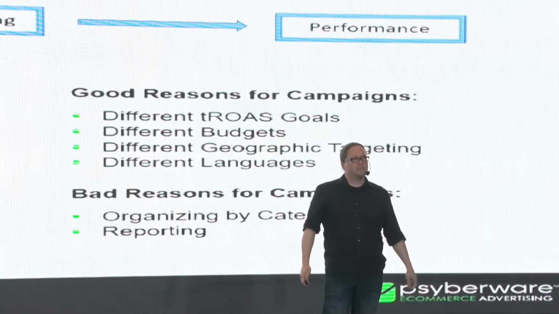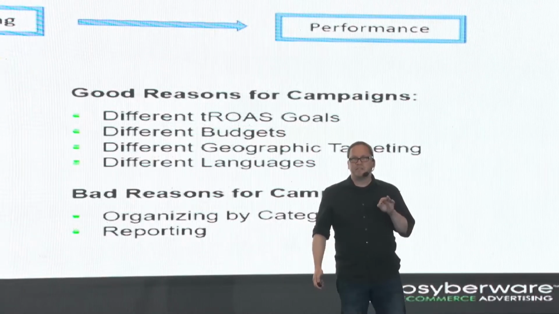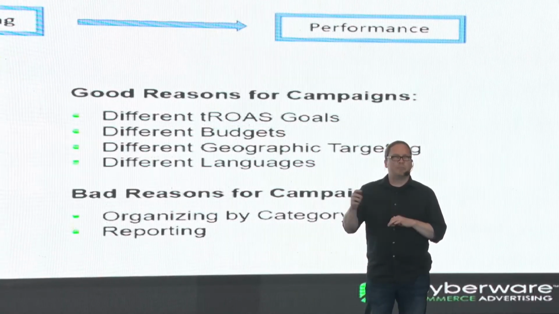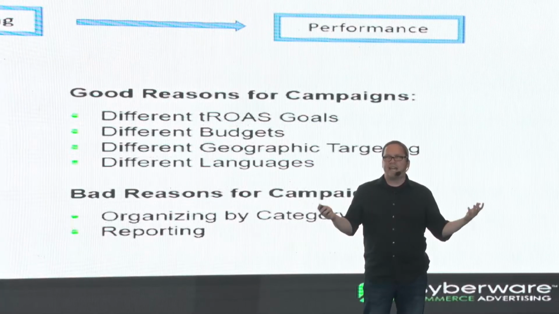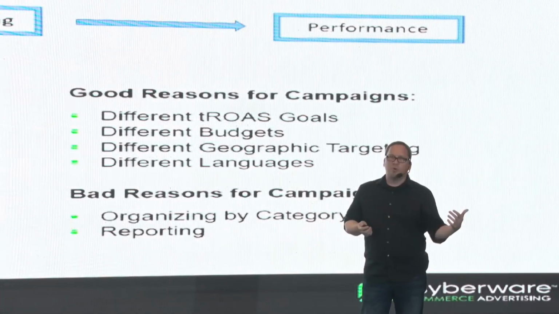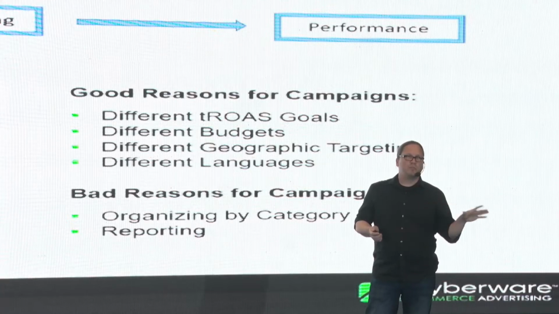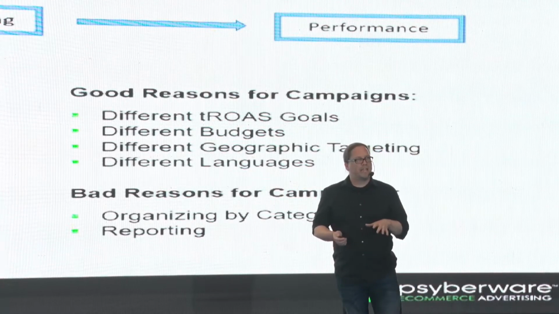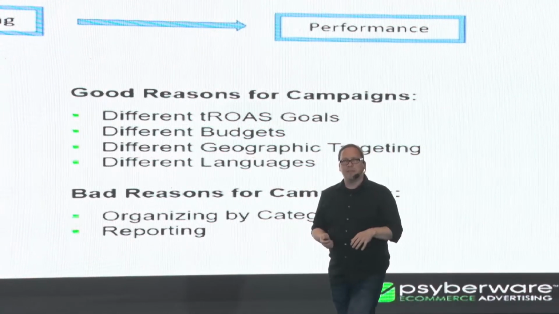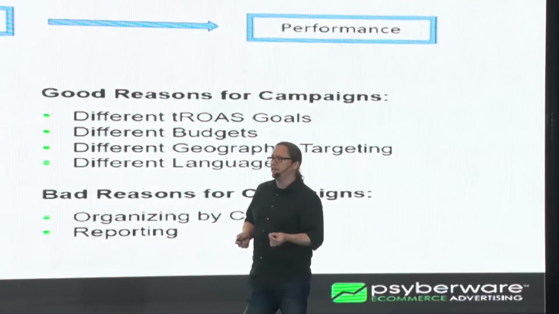Those are good reasons. But many merchants split their campaigns by product groups, by the categories on their website, just for reporting purposes. And there are other ways to pull good reports. You shouldn't use reporting as a criteria for campaign structure. You should structure your campaigns based on what's going to perform the best in the advertising system.